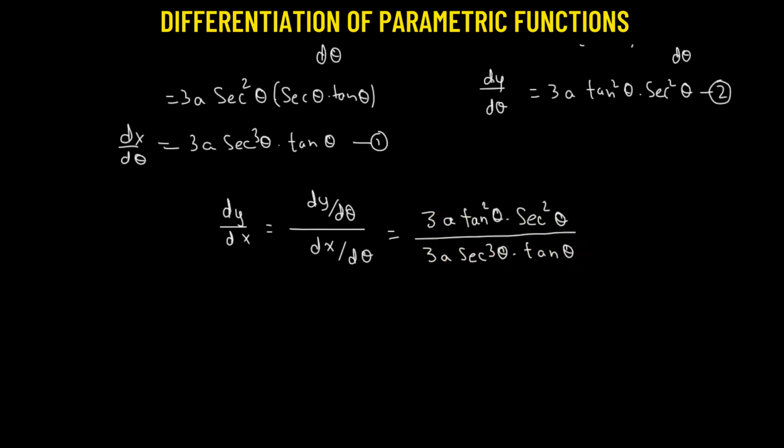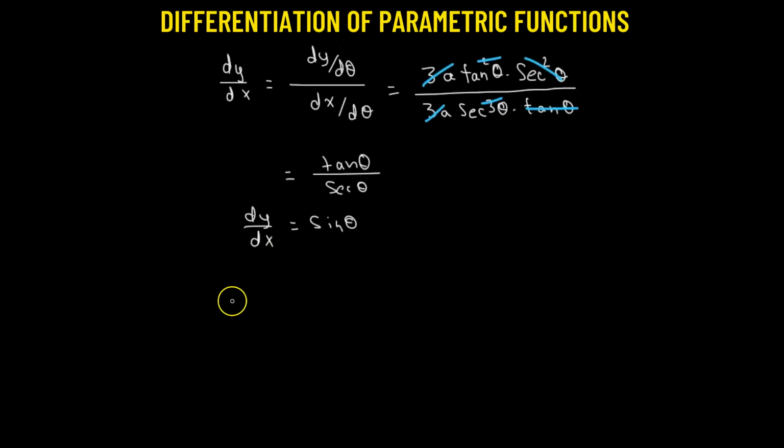Here a couple of terms will get cancelled out. We see that 3a from both the numerator and the denominator goes away. One tangent of theta from the numerator and one from the denominator goes away. Secant squared theta from the numerator and secant squared theta from the denominator also goes away. And this is going to leave us with tangent of theta divided by secant of theta. The tangent of theta divided by secant of theta, this ratio is simply sine theta. So we have obtained the value of the derivative of y with respect to x.